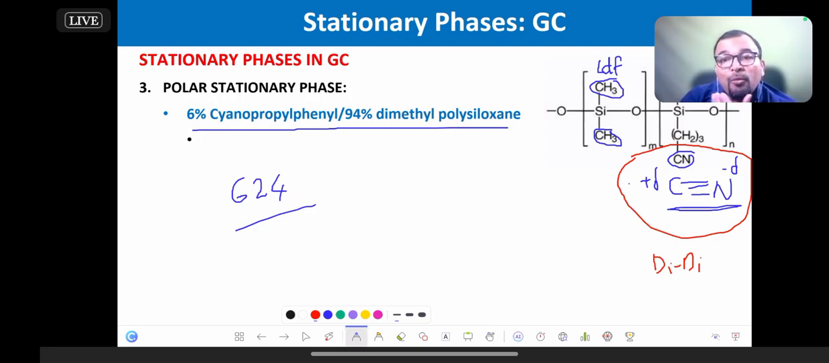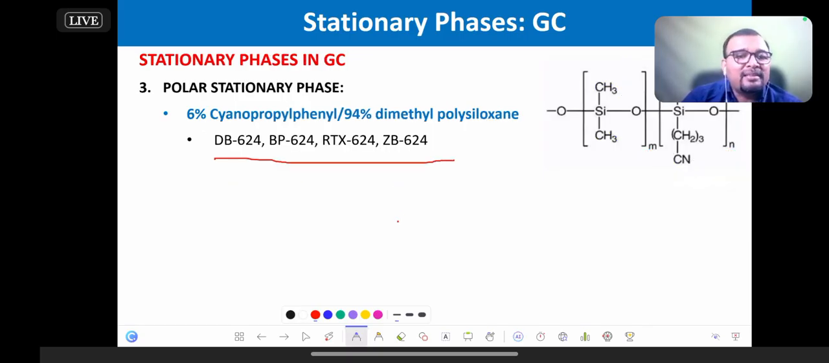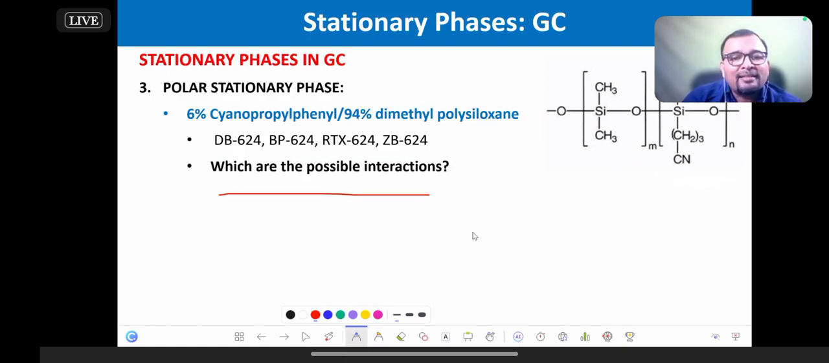My goodness, how many different interactions are possible because of this stationary phase? How many interactions are possible? Total 4 interactions are possible. Yes or no? London dispersion force, pi-pi, hydrogen bonding, and dipole-dipole interaction. Anything missing? Nothing, right? So these are the examples: DB624, BP624, RTX, and ZB624. So which are the possible interactions? We talked about it. So these are the possible interactions.